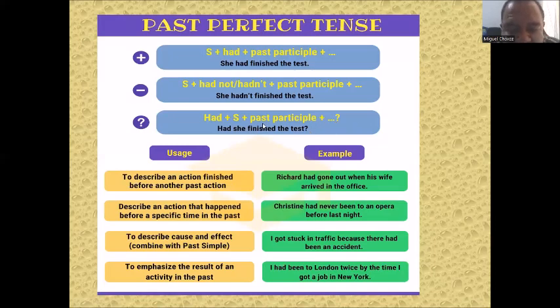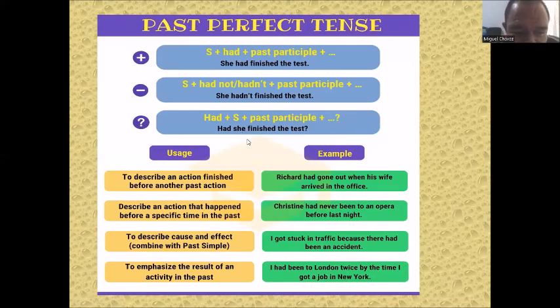Remember that for this kind of questions, we have two possible answers. Yes, I had. Yes, we had. Yes, he had. Or no, I hadn't. No, she hadn't. No, we hadn't.